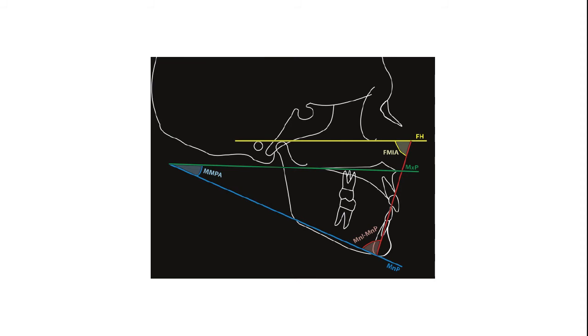The next item is the mandibular incisor to proximal horizontal plane. This angle relates the axial inclination of the mandibular incisor to the proximal horizontal plane, which avoids any variation due to the inclination of the mandibular plane.